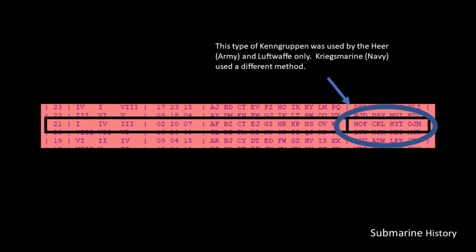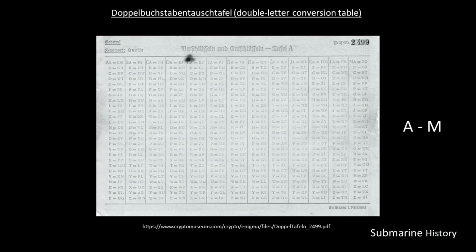And what they would do is they would have a separate set of tables that did double letter conversions, so they could take that Ken Groupen that we need to encrypt our message, and you could basically do a substitution so that you're hiding what the actual Ken Groupen is when you transmit the message. And this was a much better system than what the Army and the Air Force used. I'm not going to get into that now because I'm just trying to stay on point and keep it to the Navy side of things.